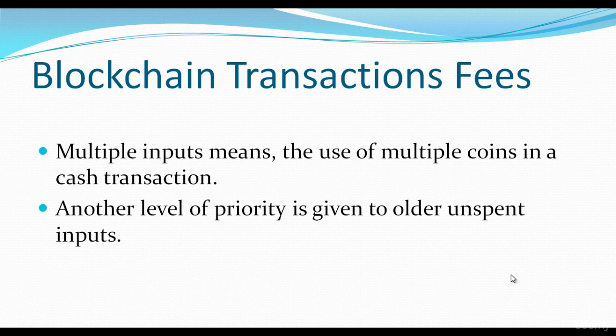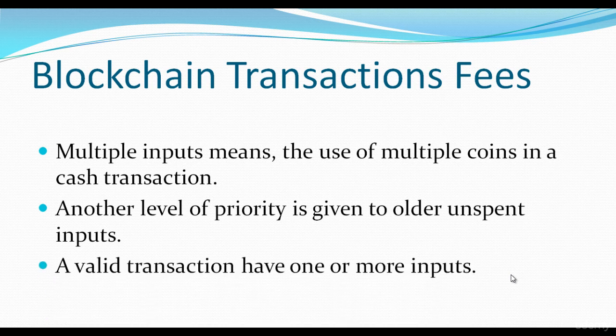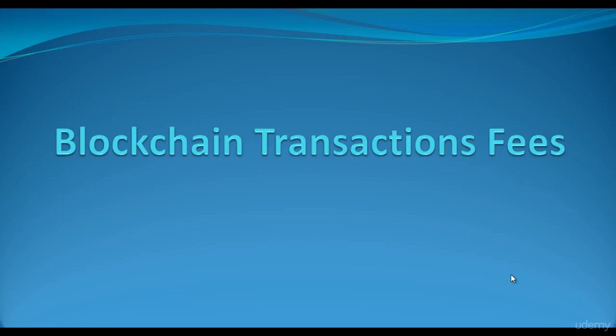Another level of priority is given to older unspent inputs, because as you know, Bitcoin is getting larger and larger. So the Bitcoins developed in the initial days, those older Bitcoins will be prioritized to be processed. A valid transaction has one or more inputs, and that's what blockchain transaction fees for Bitcoin is.